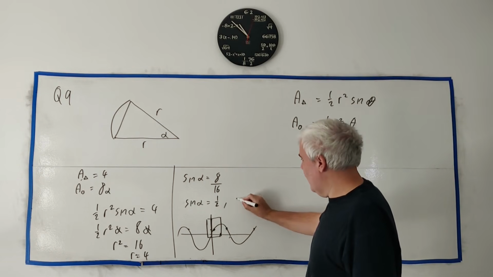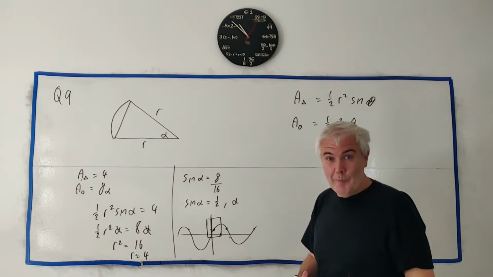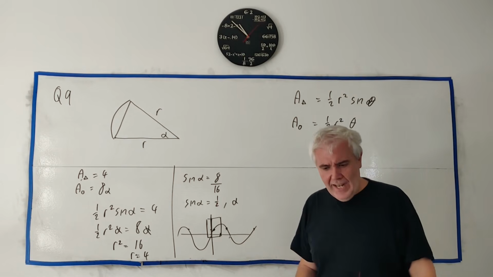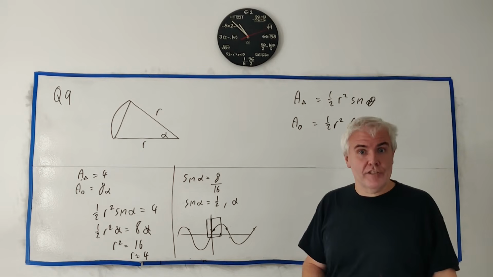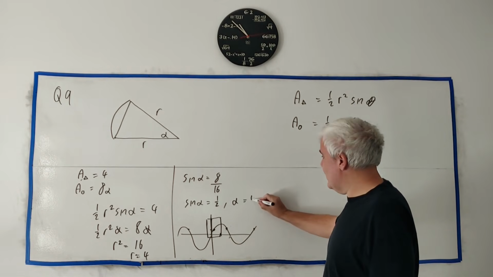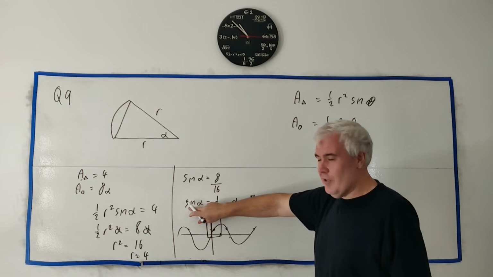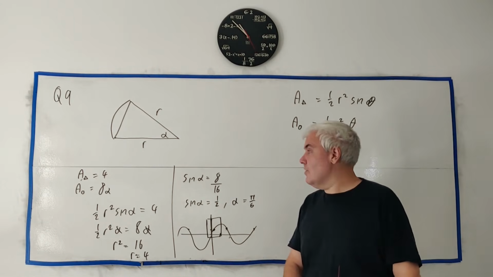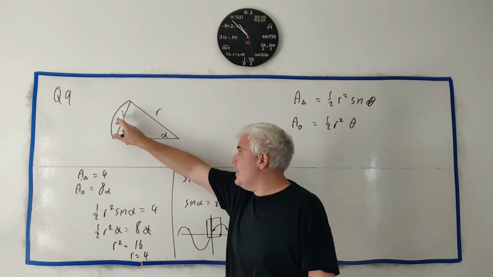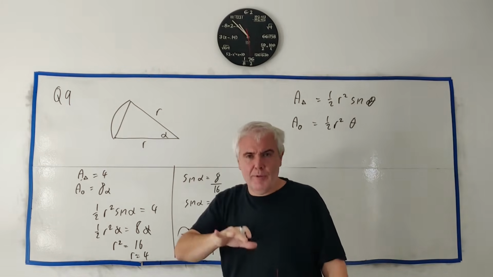Put that into a calculator. Or maybe you remember it, because sine of an angle equals a half when the angle is 30 degrees, or pi over 6. Again, inverse sine of a half will give you that. Now that doesn't quite answer the question. They wanted to know the area of the segment. Very common to be asked that.